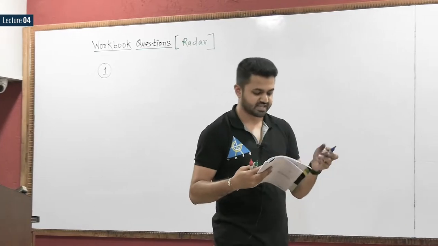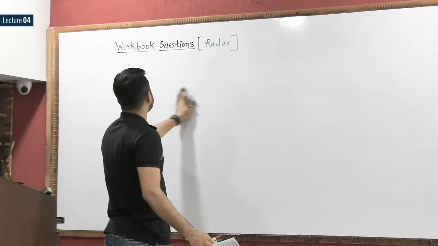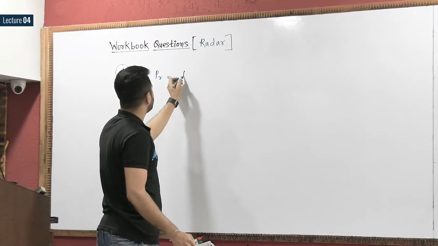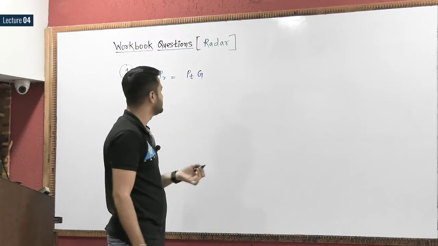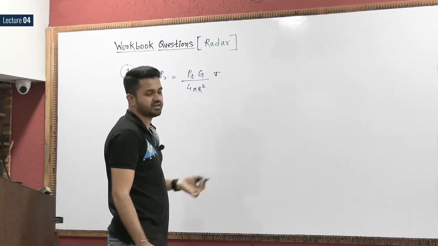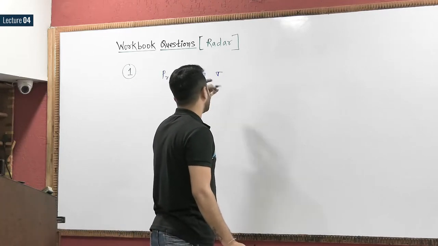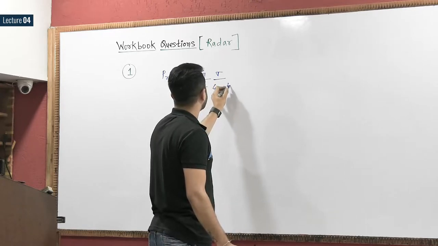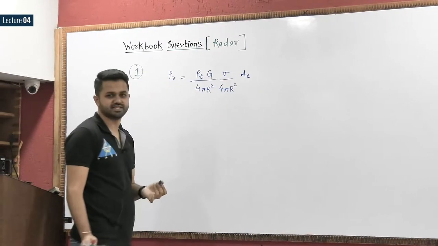Maximum range capability is increasing by a factor when we are increasing the transmitted power 81 times. So you can write the equation in general. If we want to calculate the received power, we calculate it from the transmitted power, multiplied with the gain of the antenna, then the power density, which is 4 pi r square. Then we multiply it with the radar cross section, the area of the target. Then we divide again by 4 pi r square, and when we receive, we multiply it with the effective aperture area. So this is the derivation that we have done.